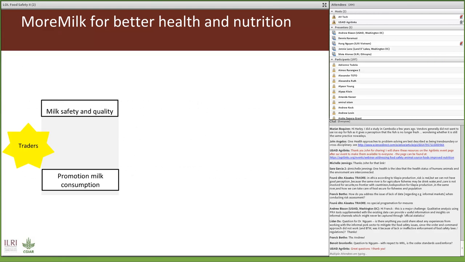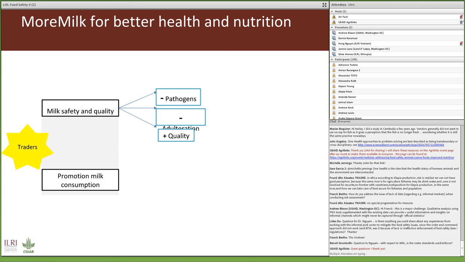Let me just briefly go through what we believe are the pathways in which this scheme will work to improve milk quality, health, and nutrition. As I said, the traders will receive training in milk safety and quality and on marketing their milk.